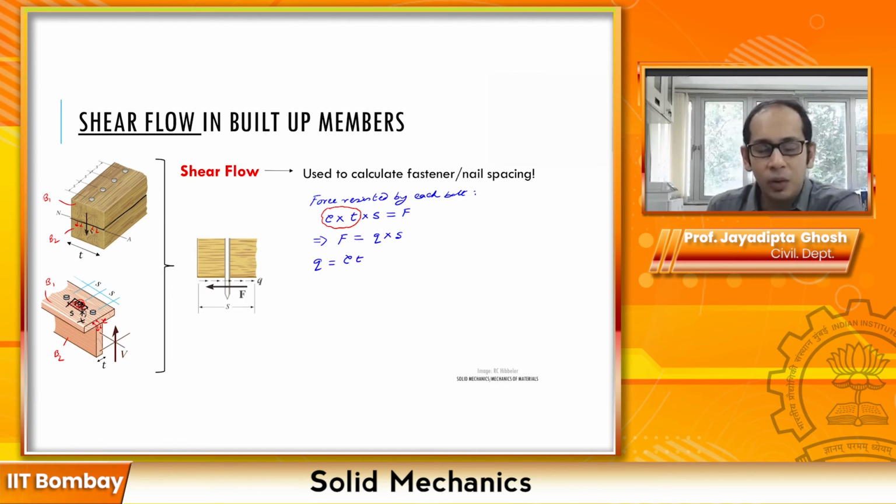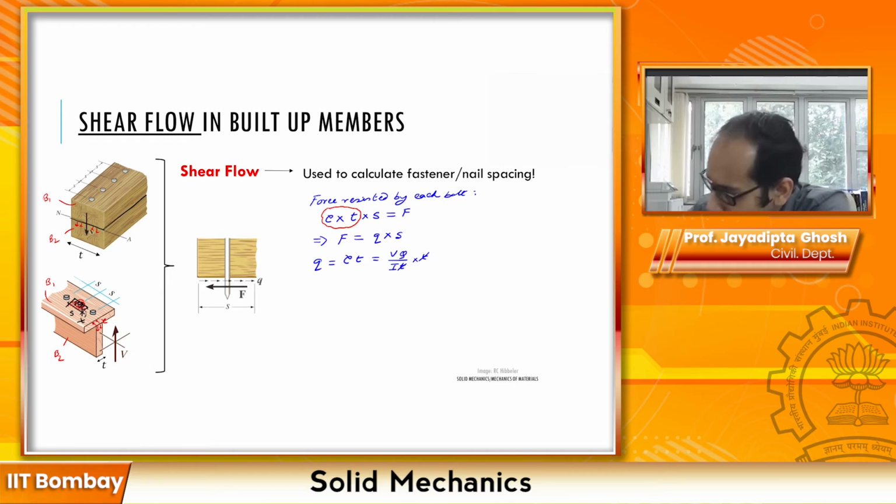Now, what do we know about tau? Tau we know is equal to VQ divided by It. We have seen that already. So that gives you VQ divided by It times t. This t and this t cancel, and eventually what you get is the formula that small q equals VQ divided by I.